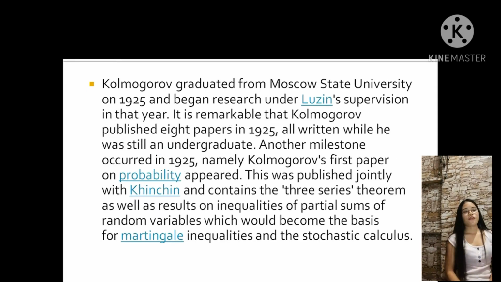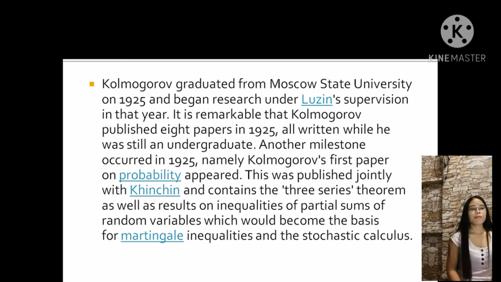Kolmogorov graduated from Moscow State University in 1925 and began research under Luzin's supervision that year. It is remarkable that Kolmogorov published 8 papers in 1925, all written while he was still an undergraduate. Another milestone occurred in 1925, namely Kolmogorov's first paper on probability appeared.